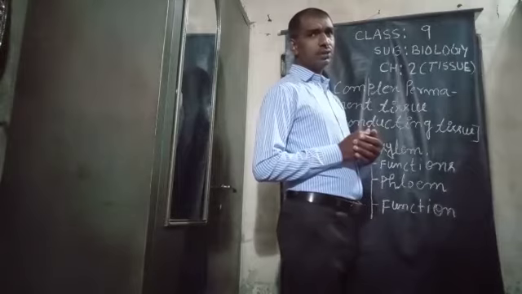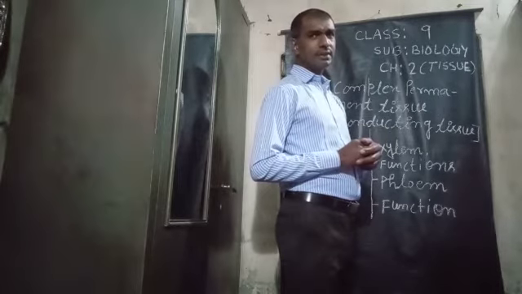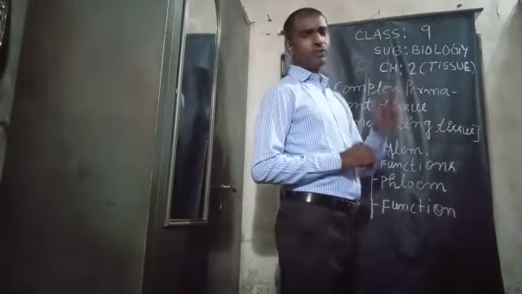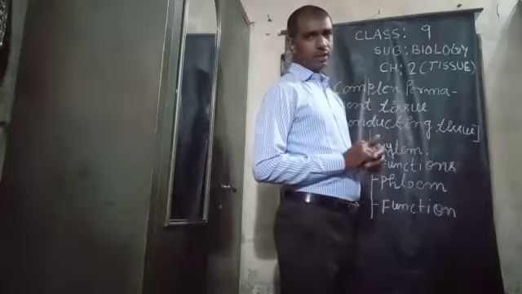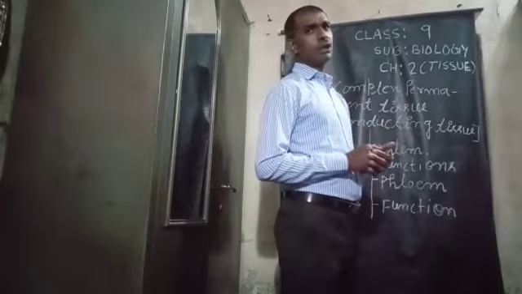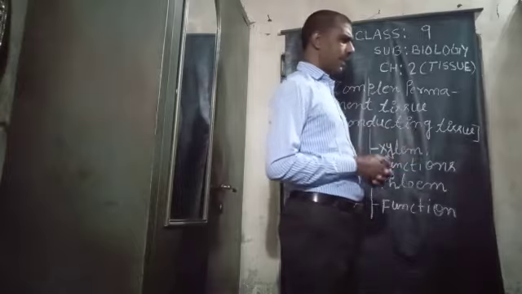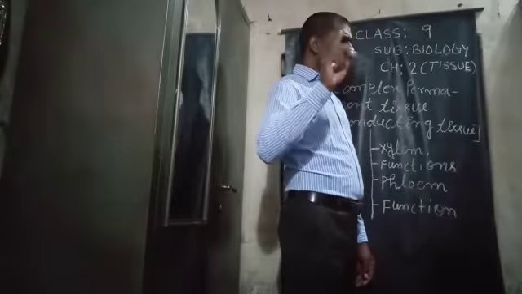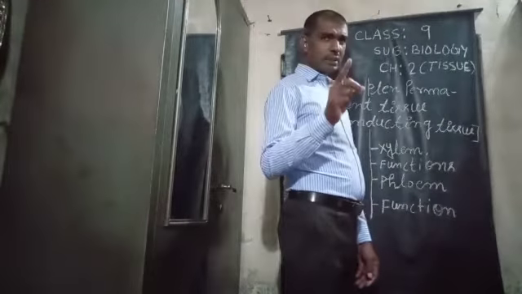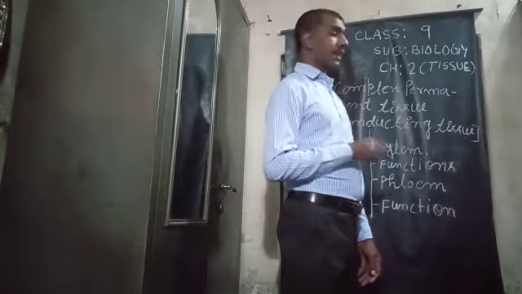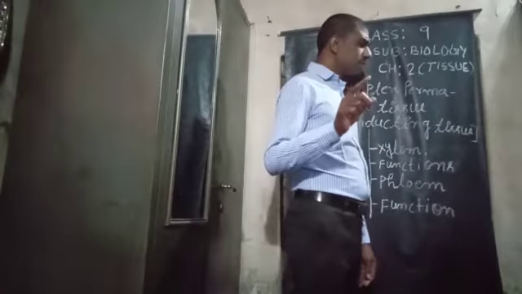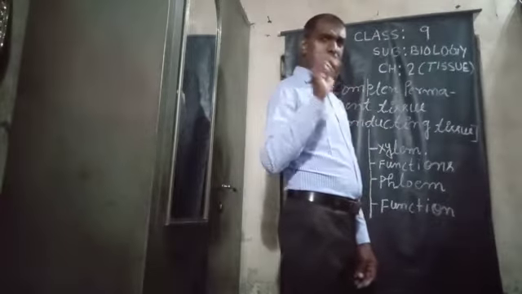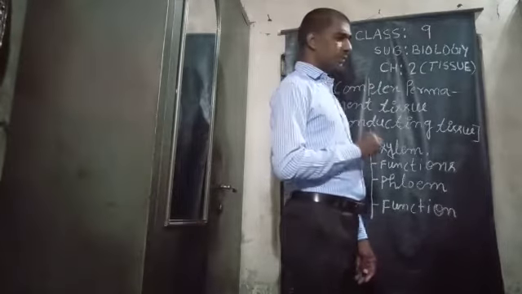In a few tubes, the nucleus is not found, but in a few cells, nuclei are found. At maturity, they lose their nucleus to make more space for continuous nutrient supply. Sieve tubes are the primary conducting part of the phloem tissue.